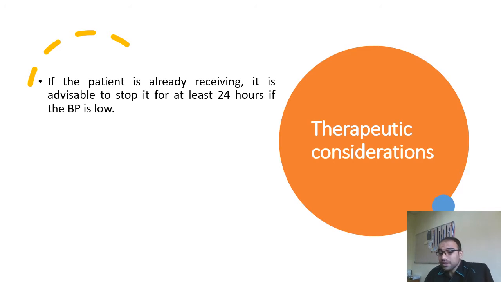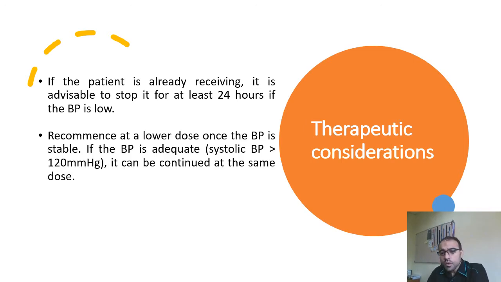If the patient is already receiving, for example, perindopril, just stop. It's advised to stop for at least 24 hours in case the BP is quite low, around 100. And you can recommence at a lower dose once the BP is stable. Sometimes you wait until the BP crosses 120. You may also refill to the same dose as before the acute exacerbation.